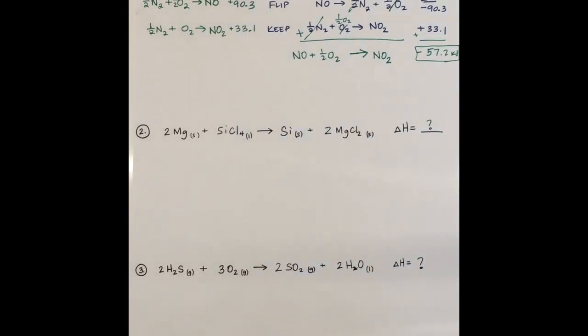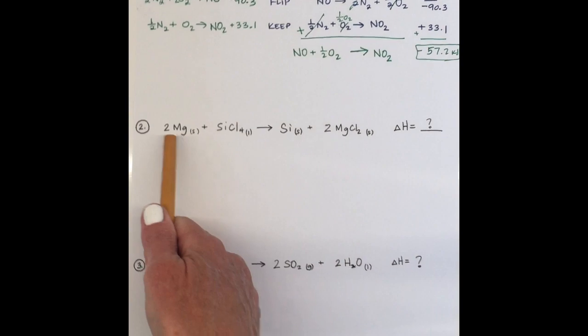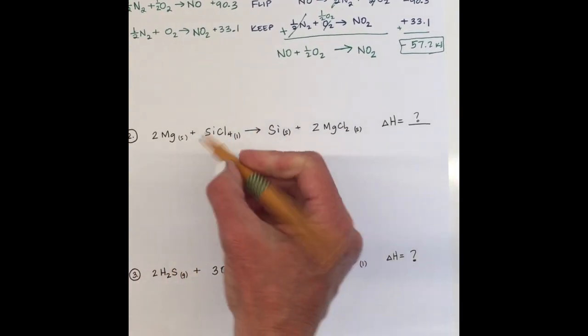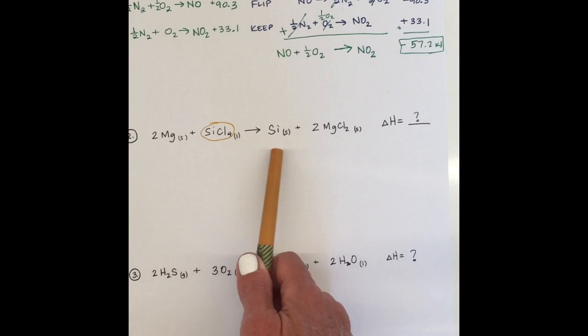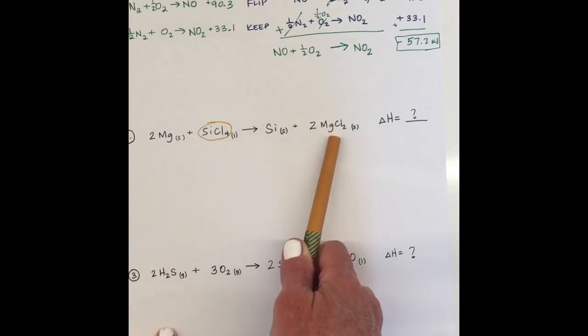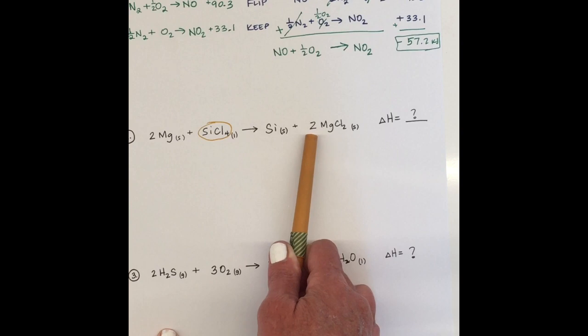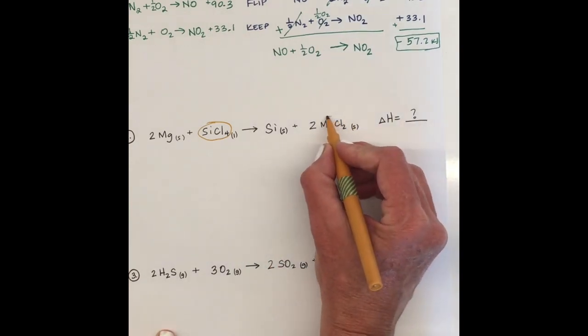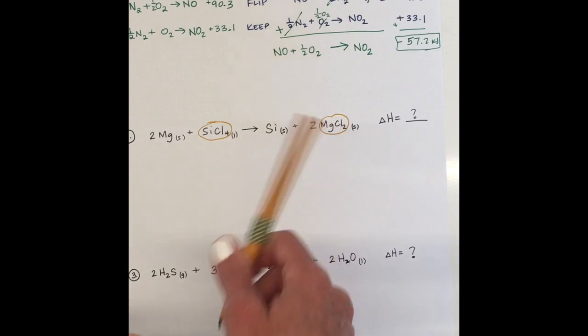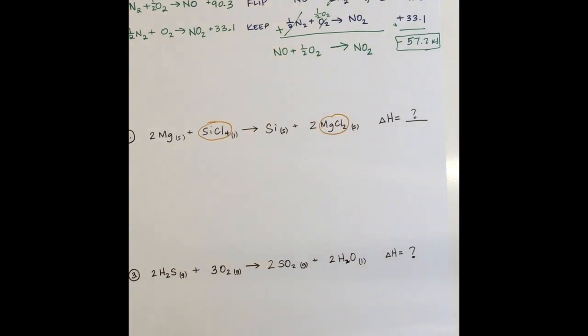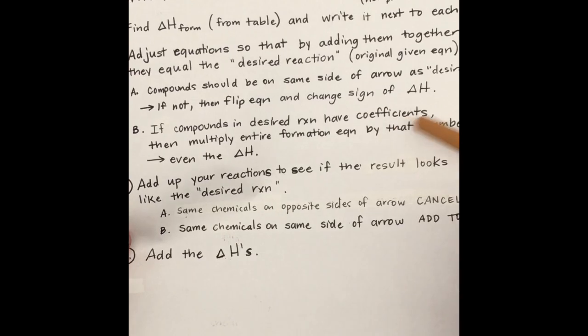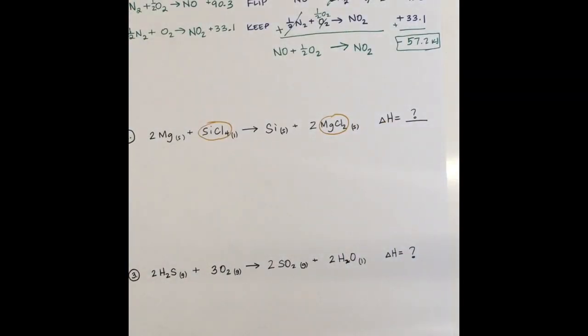First step, write the balanced formation equation for all of the compounds in this reaction. So look through the equation. Which ones are compounds? Not Mg, that's an element. SiCl4, that's a compound. That's an element. This is a compound, MgCl2. Now it has a coefficient, but don't circle that. We'll deal with the coefficient in step 3. That's if they have coefficients. So don't worry. The first step, just write the formation equation for the compounds.